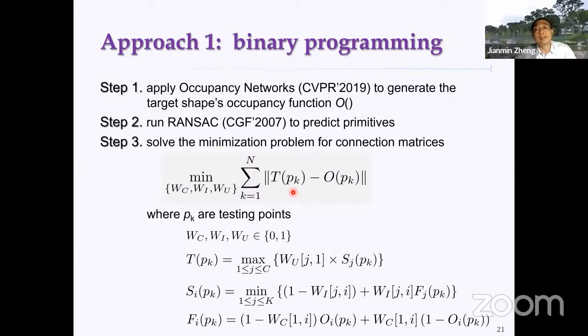In this minimization problem, the variables are three binary matrices, W_C, W_I, and W_U. All the entries are binary numbers, either 0 or 1. That's the reason we call this binary programming. We want the predicted occupancy function for the final shape to match the target occupancy function as much as possible, so this is a minimization problem. In general, the predicted occupancy function is a composite function and quite complicated, so we use global optimization to solve this problem. This simplifies our job.